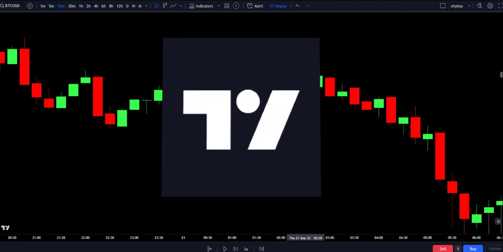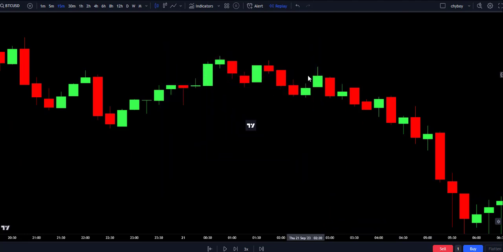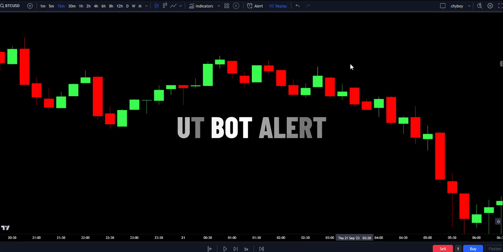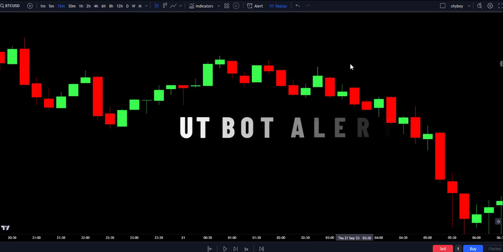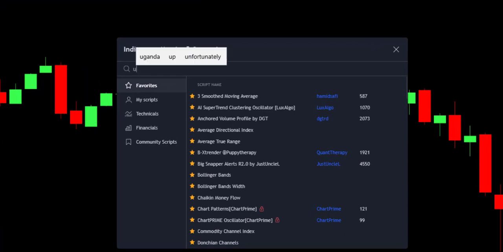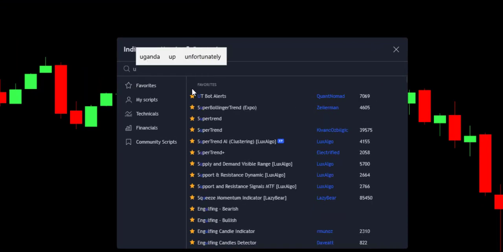First, we open our TradingView chart. The first indicator we are going to be using is UT Bot Alert. To add it to our chart, we navigate to the indicator search bar. There we are going to search for UT Bot Alert. Select the UT Bot Alert created by QuantNomad.